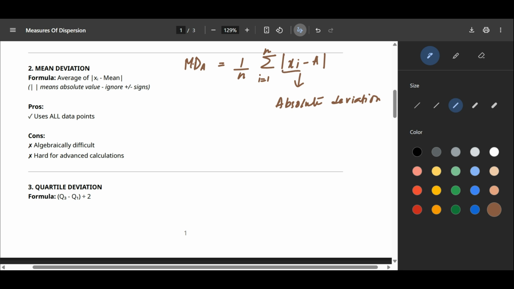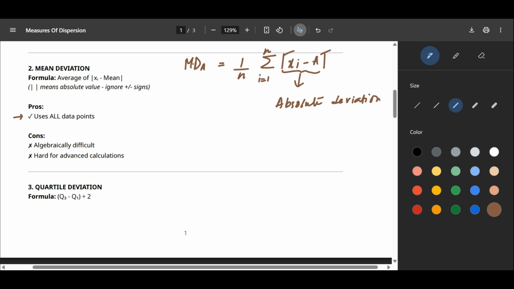Okay, this part. So the vertical lines here mean we take the absolute value. We ignore negative signs. We just care about the distance, not the direction. Now coming to the advantages. Hooray! It's based on all observations, right? Finally, everyone gets a say.